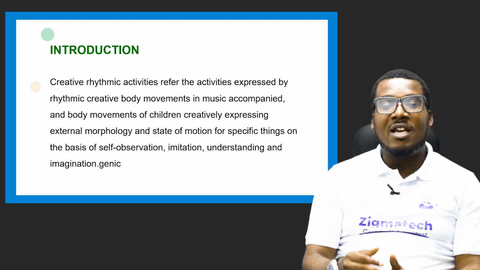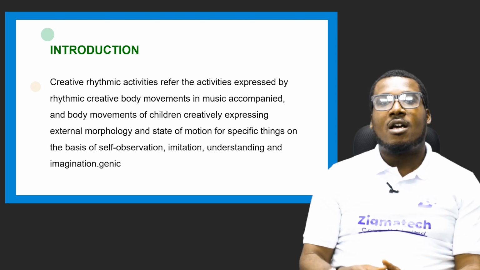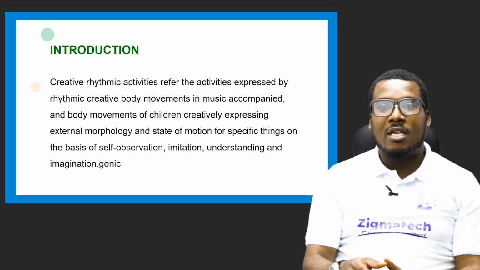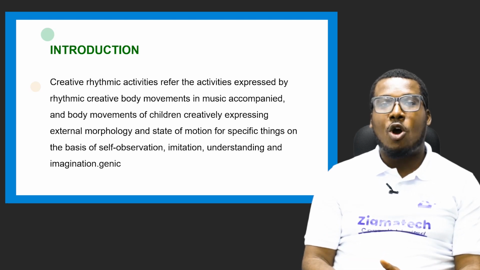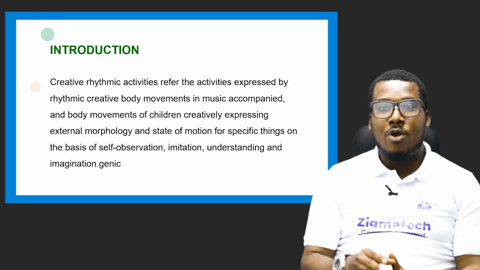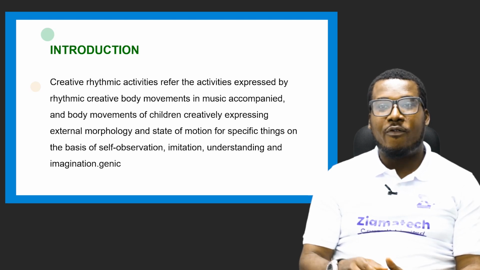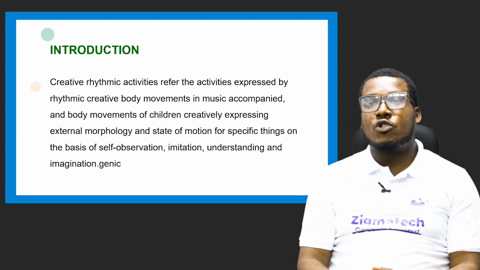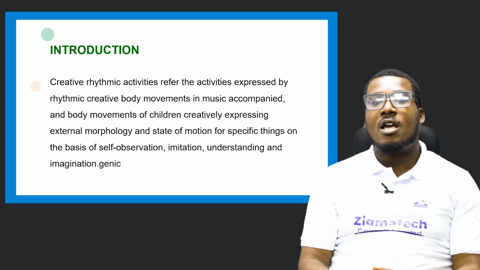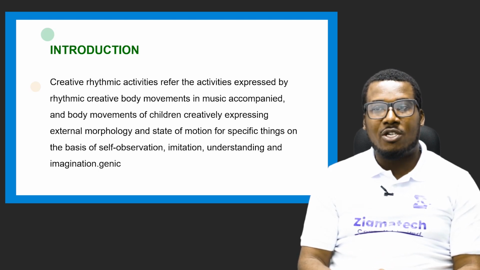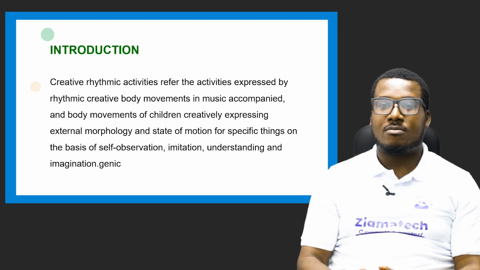As a matter of fact, this can also be linked to our creative acts, those performances we put into our play shows, the dramas and the singing and every other kind of art we put out there. But from today, we are focused on the display, the performance type, the one that has to do with you moving your body in unison. Any body movement of children creatively expresses the external morphology and state of motion of specific things on the basis of self-observation, imitation, understanding, and imagination.